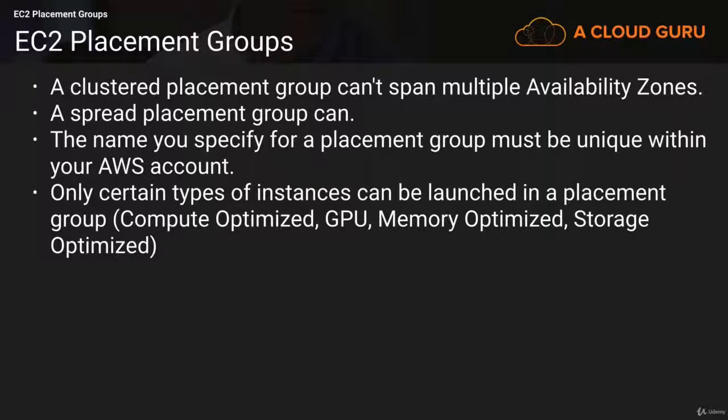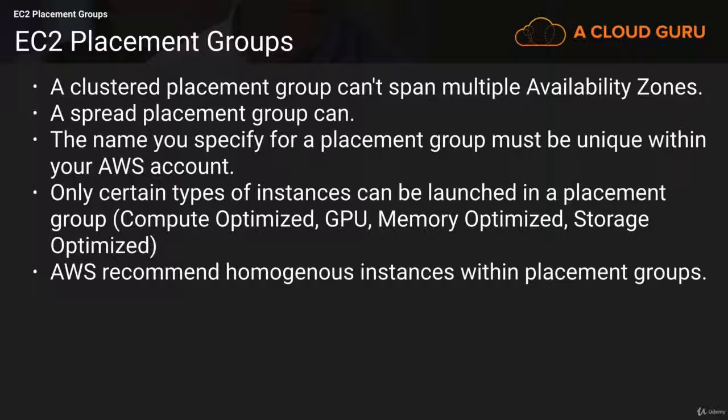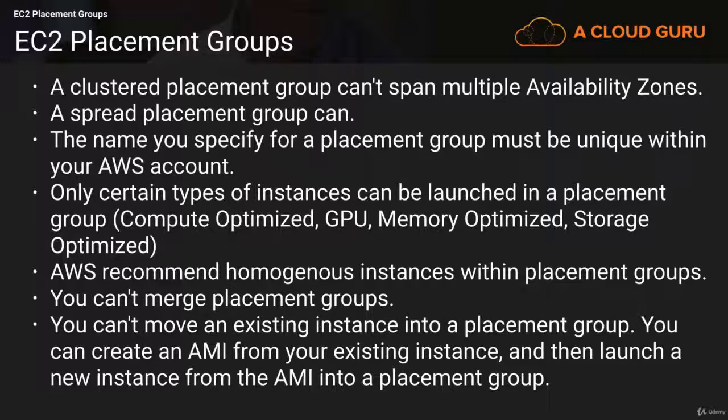Only certain types of instances can be launched in a placement group, so your compute optimized, GPU, memory optimized, storage optimized, etc. AWS actually recommend homogeneous instances within a placement group. So what do we mean by that? Well, it means that the instance, both its size and the family, should be the same. You can't merge placement groups. You can't create a placement group and another placement group and then merge them together, and you can't move an existing instance into a placement group. What you can do is create an AMI from your existing instance and then launch a new instance from the AMI into a placement group.